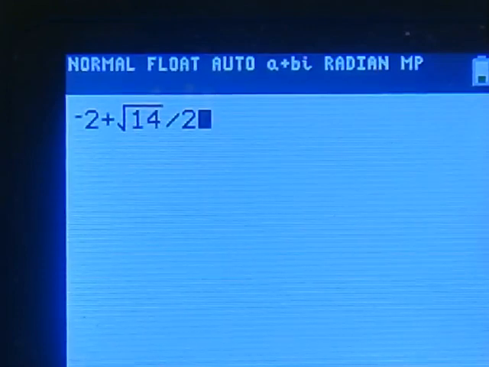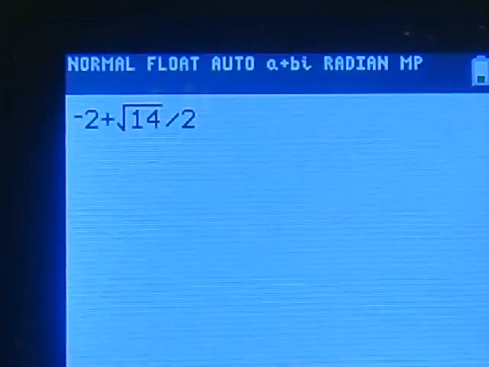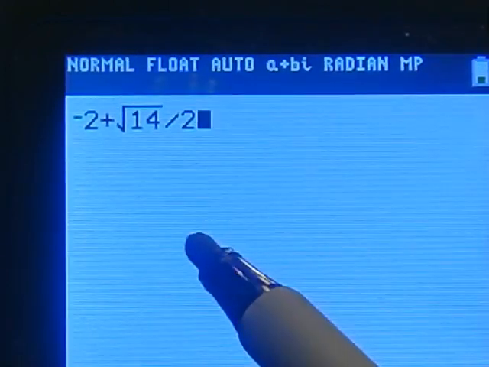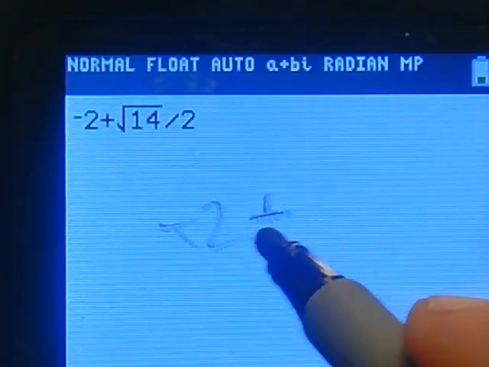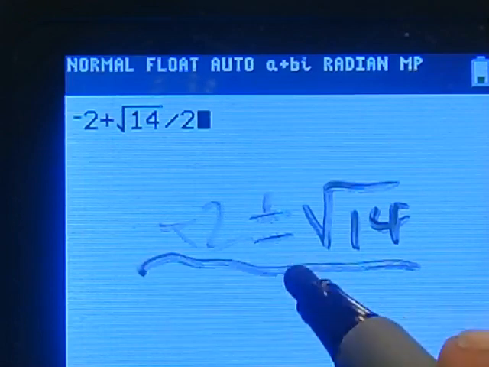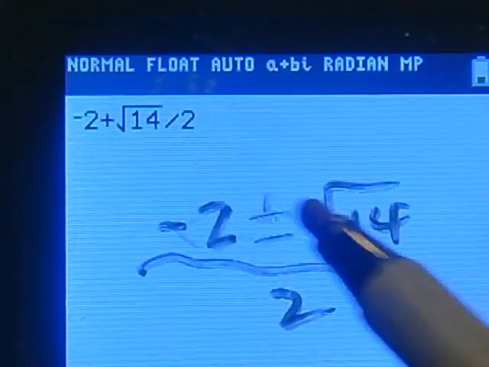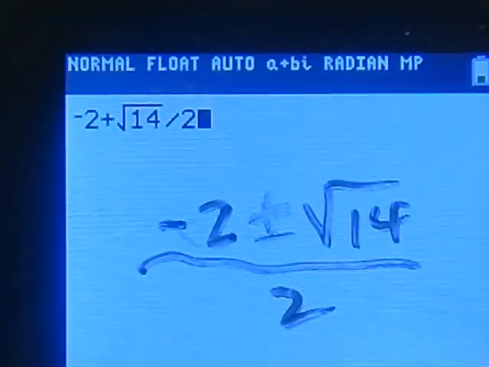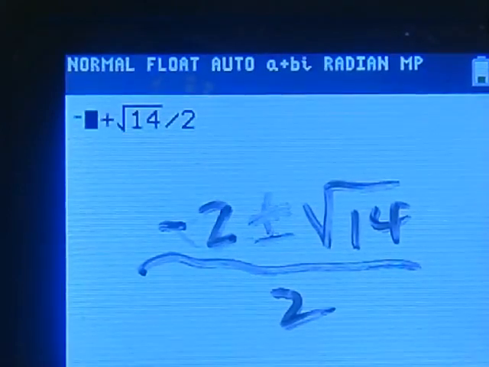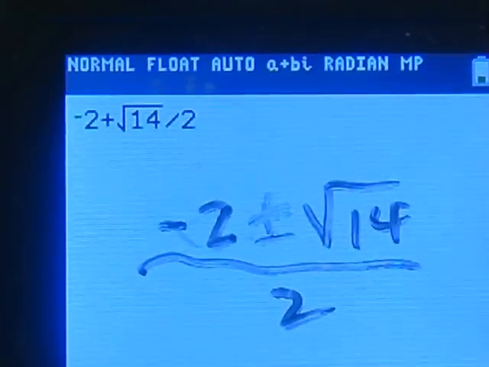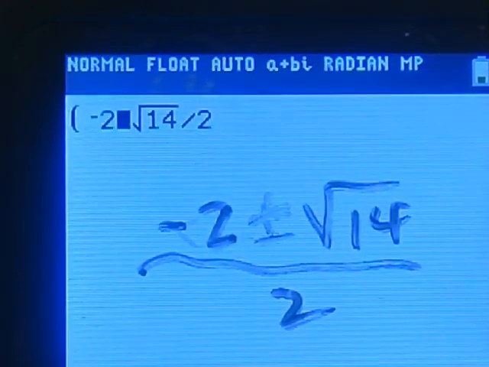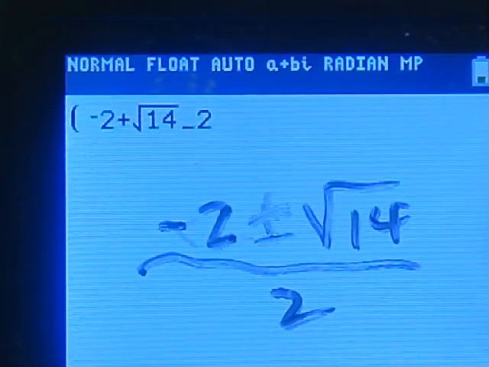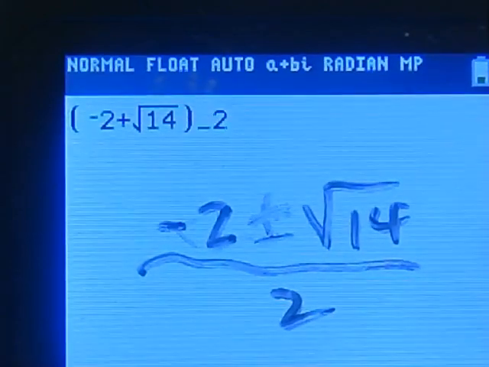All right. I've entered something in the calculator here. And some of you will notice right off the bat that this is actually entered incorrectly, because our problem was negative 2 plus or minus the square root of 14 all over 2. So I should have put this first part in parentheses, right? So it's actually entered wrong. So let's go back here and put the first part in parentheses. I'm going to use my second insert feature here. Put a parentheses there, put another one right here, second insert. There you go. Now I have the numerator in parentheses.